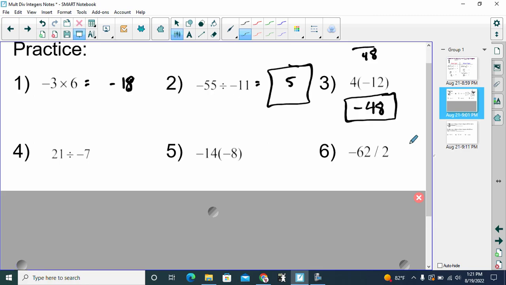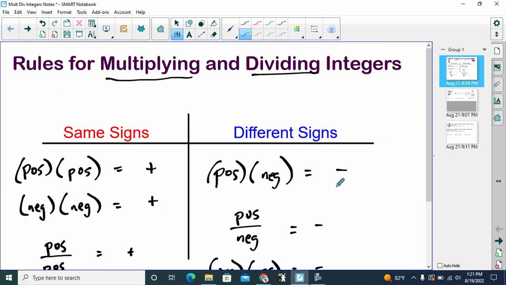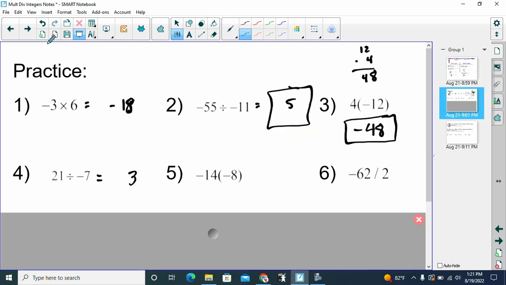Number 4 says 21 divided by negative 7. 21 divided by 7 is 3. Positive divided by negative, they're different signs. The quotient is negative.